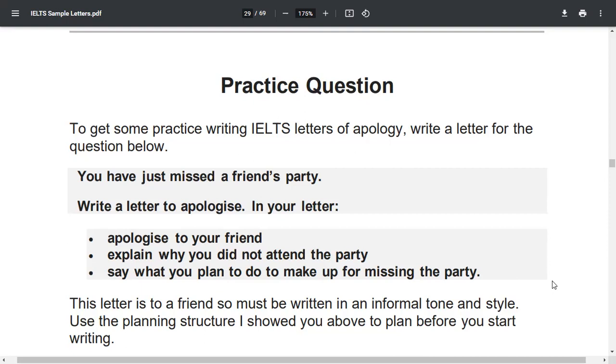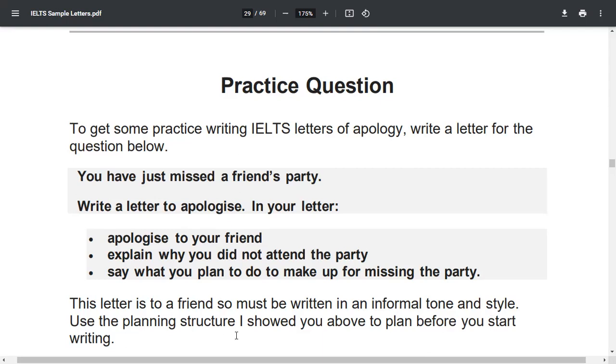But sorry, it's not a formal letter, it's an informal letter because you are writing to a friend. As you can see, it says, you have just missed a friend's party, write a letter to apologize. In your letter, apologize to your friend, explain why you did not attend the party, and say what you plan to do to make up for missing the party. So this letter is to a friend, so it must be written in an informal tone and style.